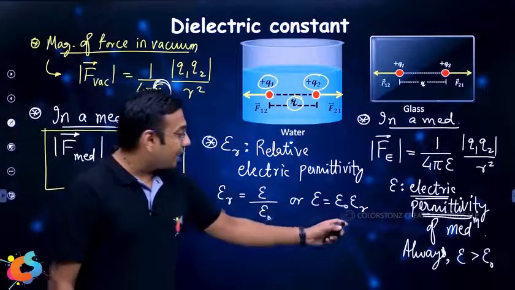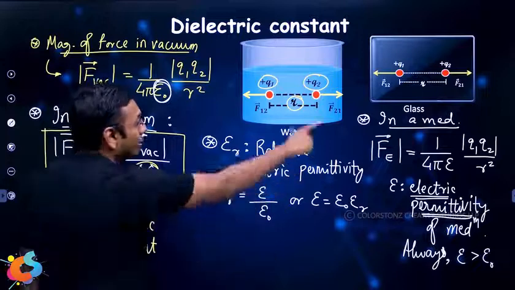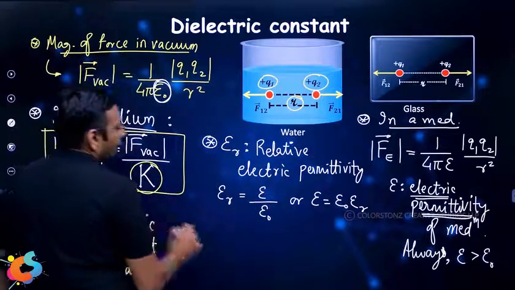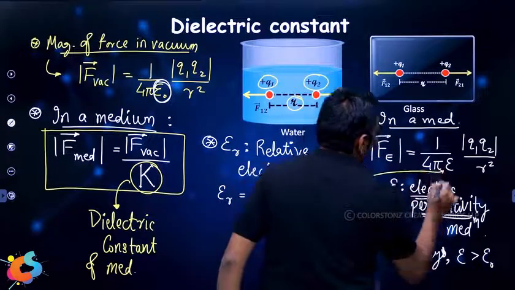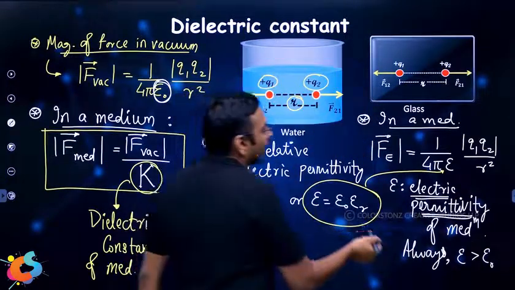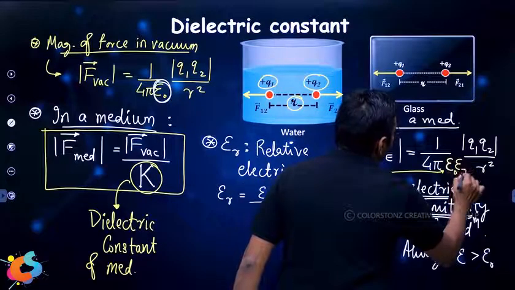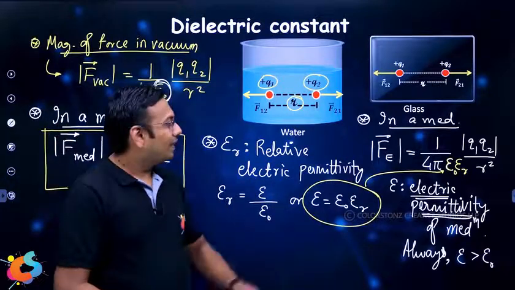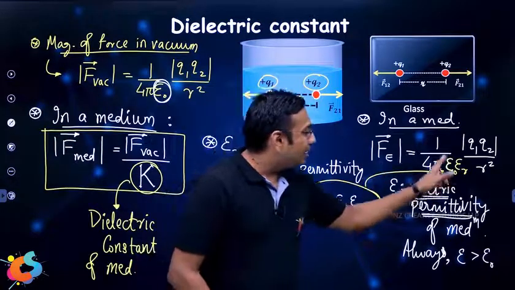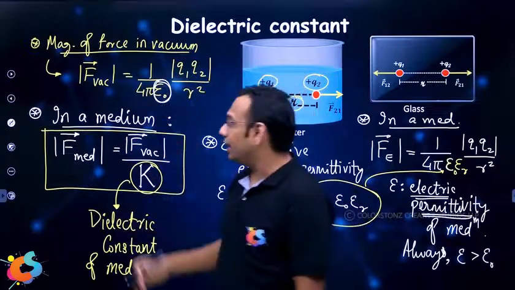Now, as soon as I write this relation in this form and substitute it here, you will see that this becomes epsilon naught epsilon r. Now, what do you observe? We can clearly see that this part here is the same as the force in vacuum, right?